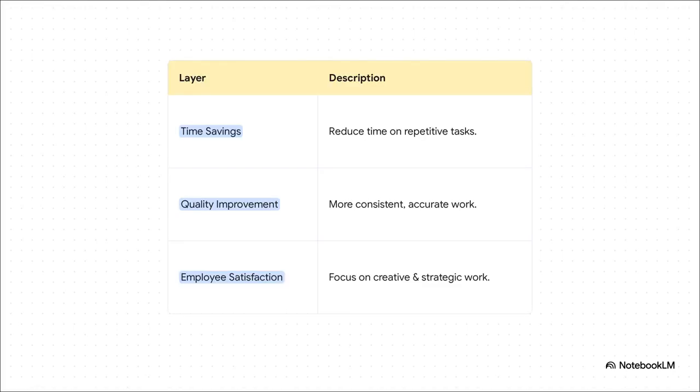We'll teach you to think about the ROI here in 3 layers. Layer 1, yeah, it's about saving time, obviously. But then there's layer 2, improving the quality and consistency of your work. And layer 3, which is so important, is about boosting employee satisfaction. You get to take away the boring stuff and let your team focus on what they're truly great at.